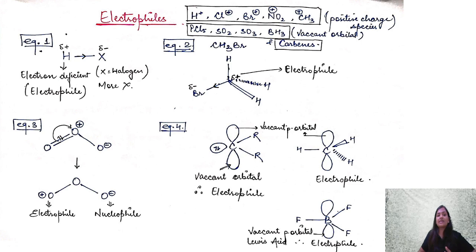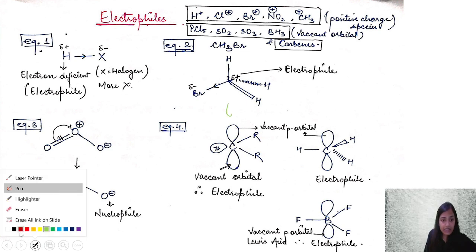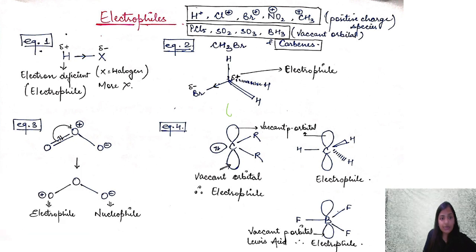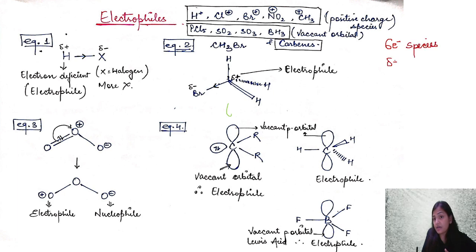Now, let me make you understand with the help of examples. What I just said for the electrophiles, they are simply, let me change the color to red. Red would be better there, right? Species, first of all, these are the species with less than 8 electrons. Their octet could be incomplete. 6 electron species, I could say, having a partial positive, having a completely positive charge, or having a vacant p or d orbital.